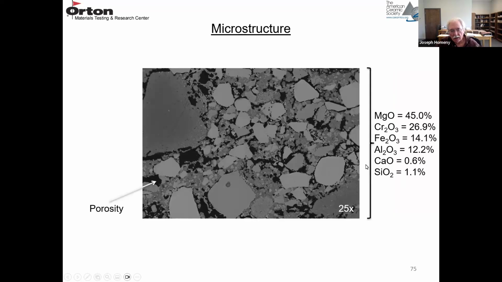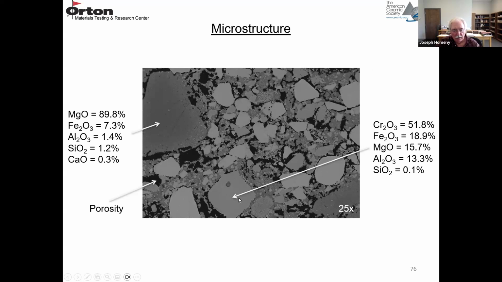So this is a material that I examined. This is a 25X SEM photograph. This material is 45% MgO and about 27% Cr2O3. You also have Fe2O3 at about 14%, Al2O3 about 12%, and some lime and also silica. The dark regions here are the pores.